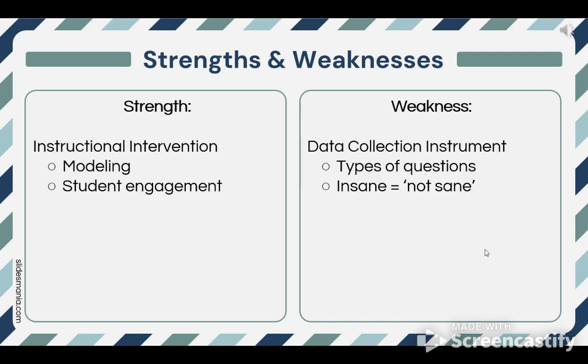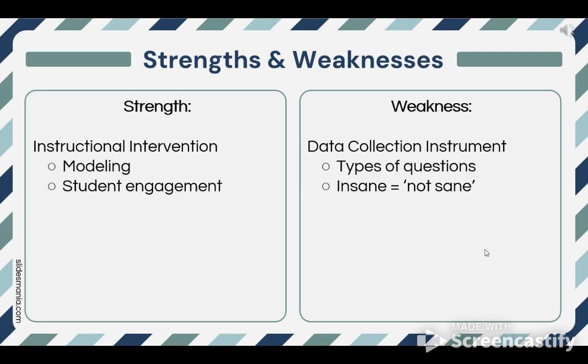And then they were also highlighting the passages and highlighting those vocabulary words that we were focusing on, as well as practicing on their whiteboards and writing down the affixes and their definitions, and then also taking that knowledge and putting those words into sentences and writing the definitions of those vocabulary words. And so I believe the instructional intervention was a strength of this action research project.